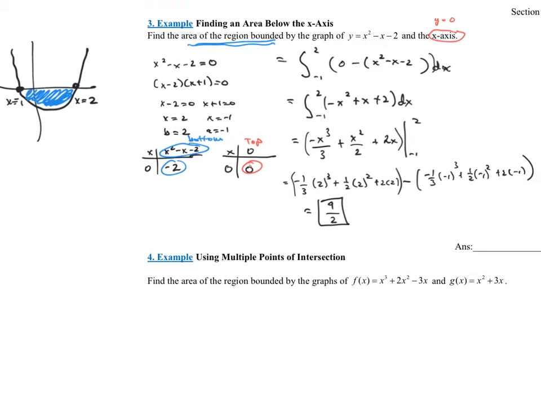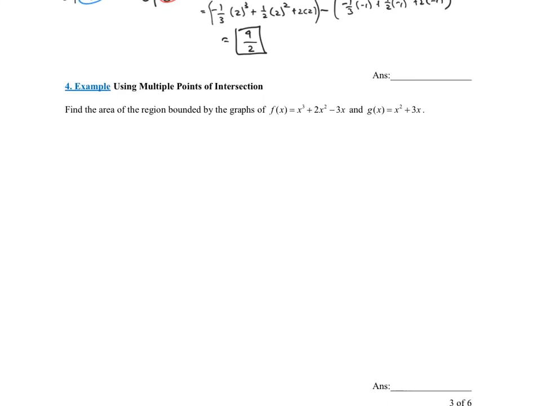Okay? Let's move on to example 4 here. I do want to warn you, this is an involved example. This is a little more difficult. One of these could be on the test, but it will take a lot of work for you to get these problems. So it says, find the area of the region bounded by the graphs of f of x equals x cubed plus 2x squared minus 3x, and g of x equals x squared plus 3x.